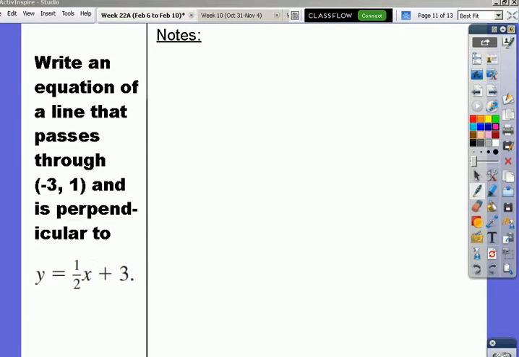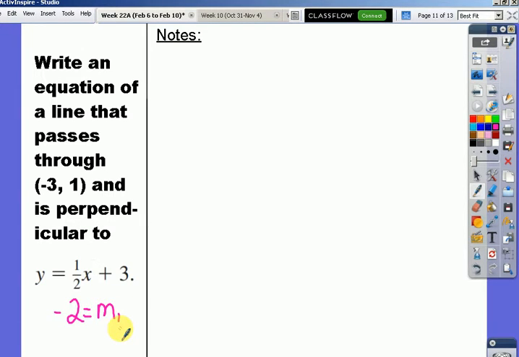Alright, this says write an equation of a line that passes through negative 3, 1, and is perpendicular to y equals 1/2 x plus 3. Okay, so what does the slope have to be for the line to be perpendicular? Not 1/2, because then it would be what? Parallel, right? It would have to be negative what? Nope, not negative 3. Nope. Negative 2. So you have to look at the reciprocal of 1/2, which is 2, and then do the opposite sign.